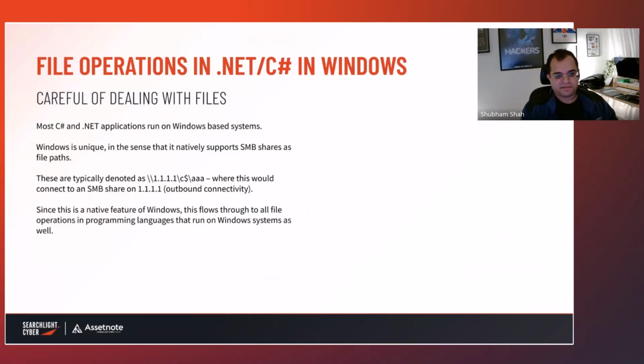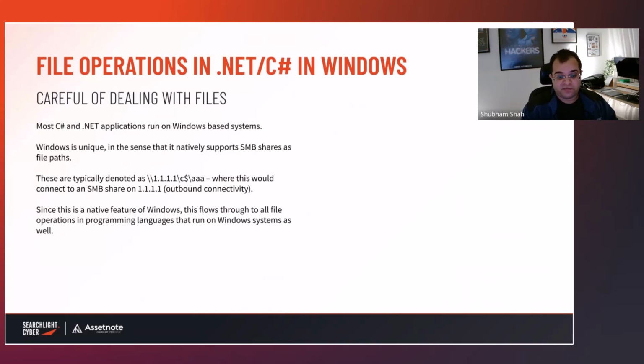And it's kind of interesting because it's not limited to C# and .NET. Pretty much any programming language that's running on Windows has a really interesting way of dealing with files. And that's purely because Windows is quite unique in the sense that whenever Windows sees an SMB share as a file path, it actually tries to connect to that SMB share, depending on what native libraries are being used. If there are any file operations in Windows that you can influence and make it connect to an SMB share, Windows will try and connect to that external SMB share and try to authenticate there as well.